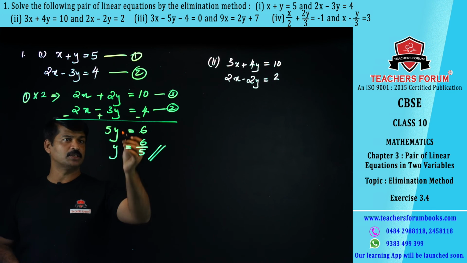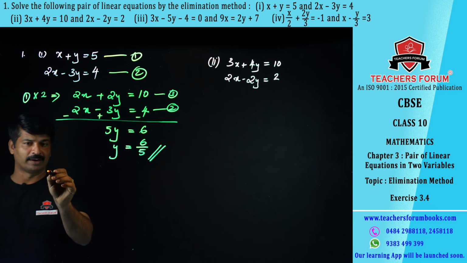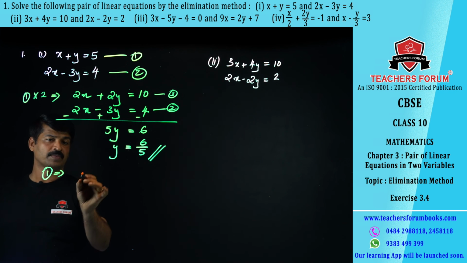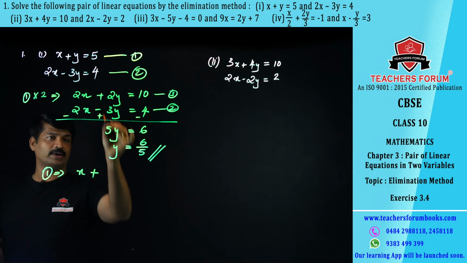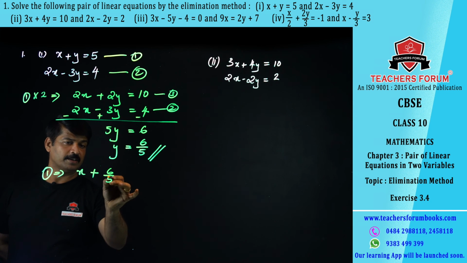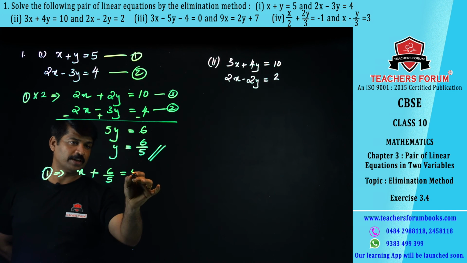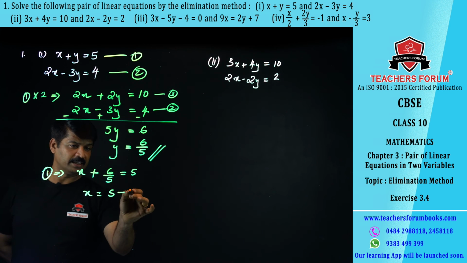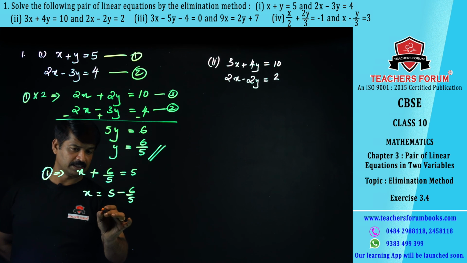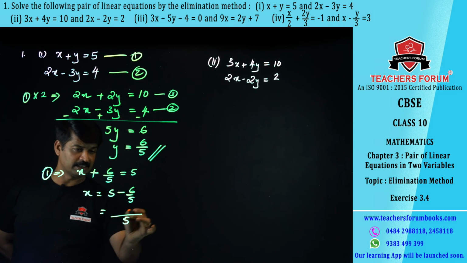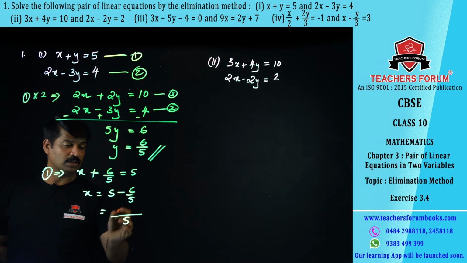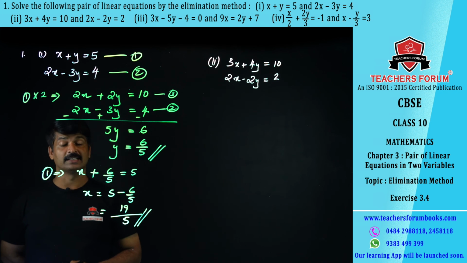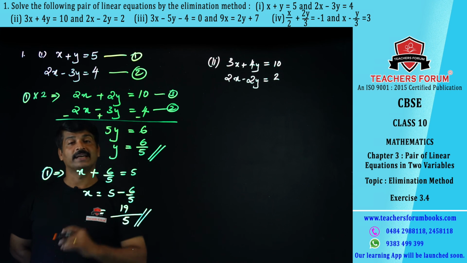Now you can substitute this value in equation number 1. Let us substitute in equation number 1. Now equation number 1 becomes x plus y, and y is 6 by 5, is equal to 5. Then what is x from here? x is equal to 5 minus 6 by 5. You can take the LCM: 5 fives are 25, 25 minus 6 is 19. Then you get the value of x as 19 by 5 and y as 6 by 5.